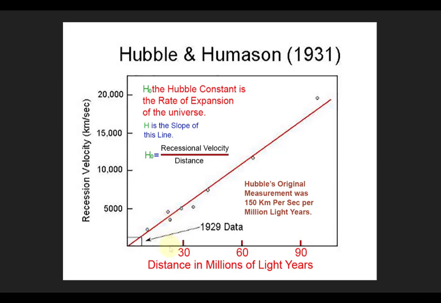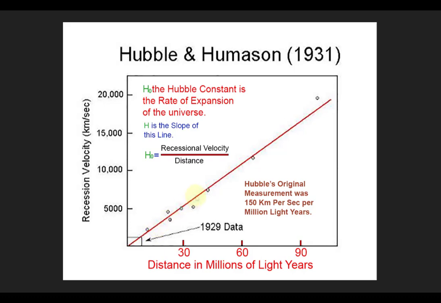So this one here, you go down and you can see the distance is about 20 million light years and it's moving away at 5,000 kilometers per second. So he got a few galaxies and then he drew this line from 0 and 0, which is where we live, the Milky Way galaxy. He drew a line right through all these dots. This is called the best fit line. Now, the slope of this line gives us what we're looking for. The slope of this line gives us the Hubble constant.